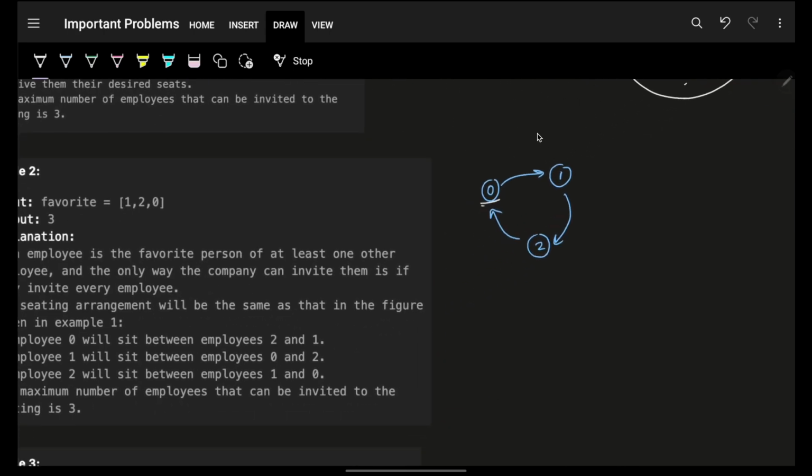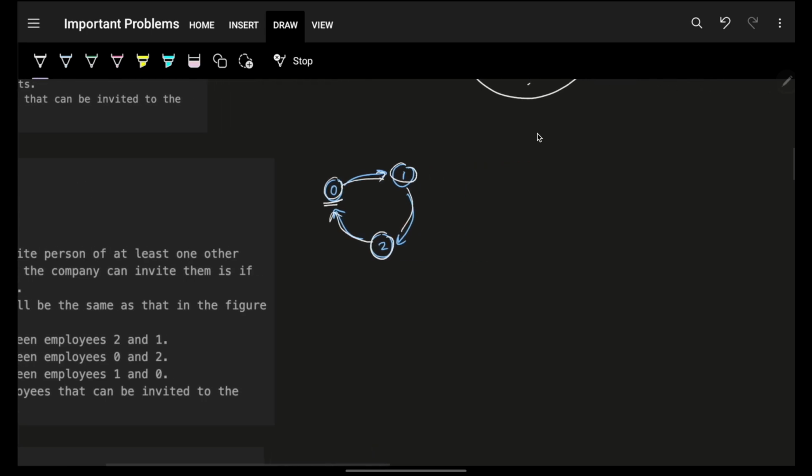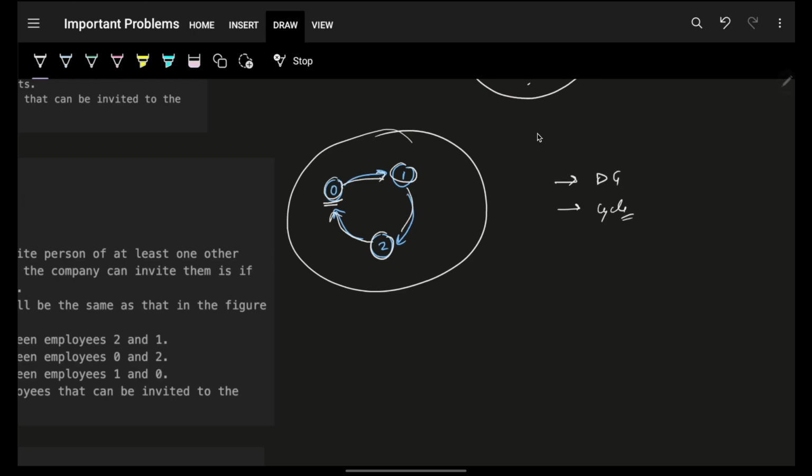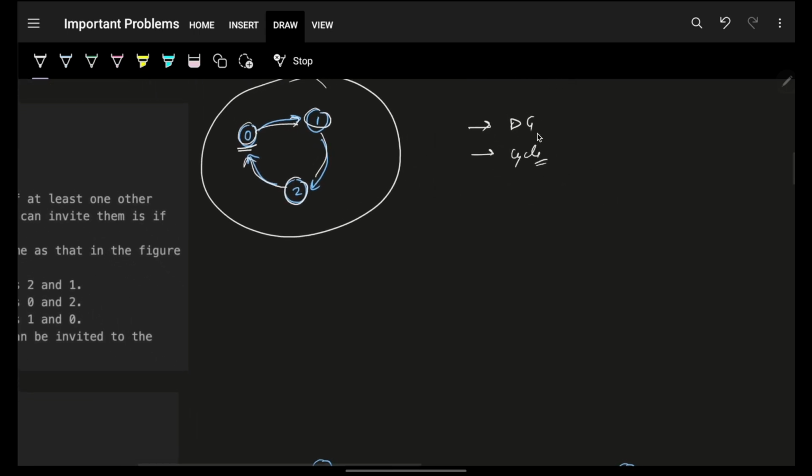Next one says, 0 has a favorite person as 1, 1 has a favorite person as 2, 2 has a favorite person as 0. So it is already in a cyclic fashion, so I'm good to go. Did you feel so far the kind of stuff which is involved? Firstly we realize it is a directed graph. Then we realize that we have to deal with cycles in this graph. Again, not sure what to find, but deal with the cycles.